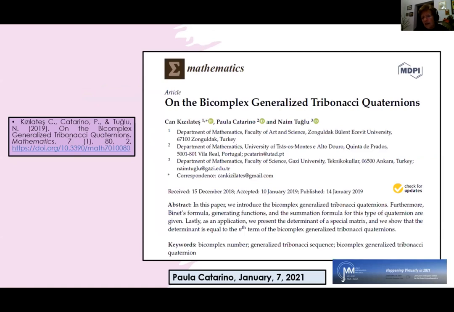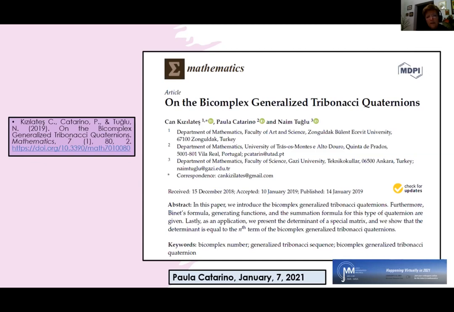On the B-complex generalized Fibonacci quaternions, it was a work with two colleagues from Turkey, and in this paper we introduced the B-complex generalized Fibonacci quaternions. Also, we give the Binet formula, generating function, and some summation formulas for this type of quaternions in this paper. And lastly, as we said in the abstract, as an application we represent the determinant of a special matrix, and we show that the determinant is equal to the term of order n of the B-complex generalized Fibonacci quaternions.